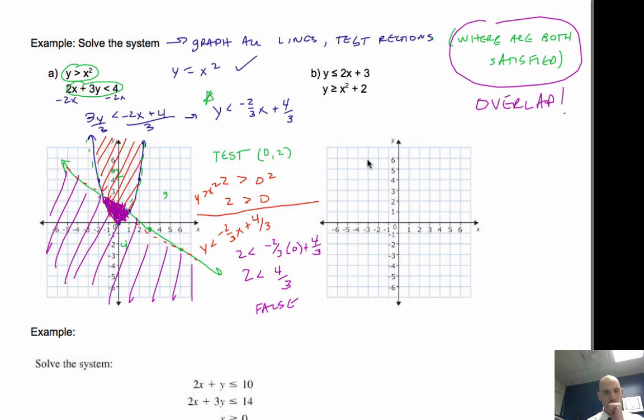All right? Go ahead and pause. Pause here, try this one. When we come back, I'm going to graph this one and I'm going to show you what exactly is going on here and what the solution is.